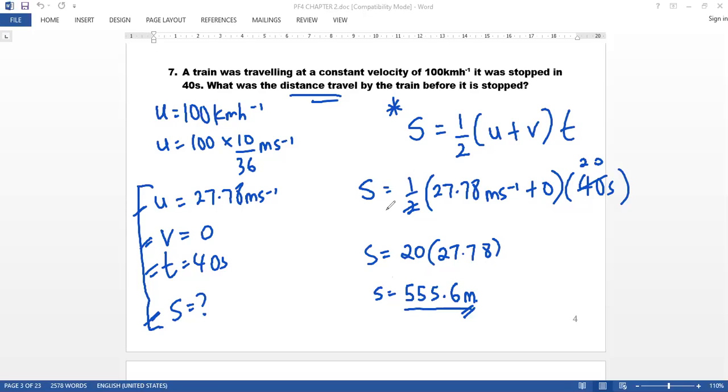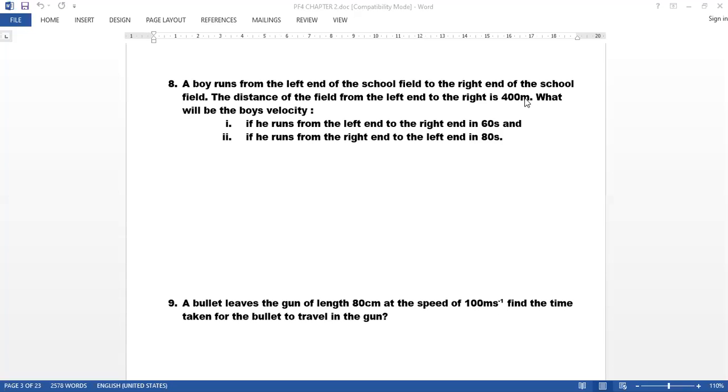So the answer here, when you solve this, you get 555.6 meter. First, I divide the 40 by 2, I get 20. 20 times 27.78, I get 555.6 meter. Okay, any question, anyone?